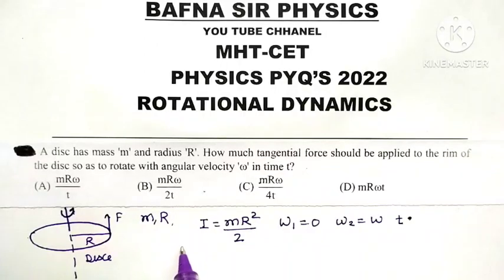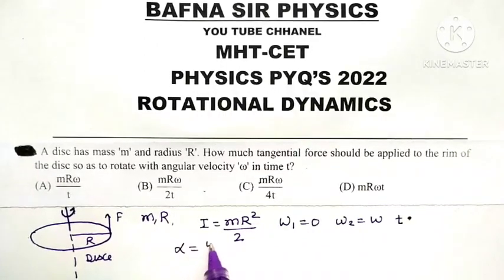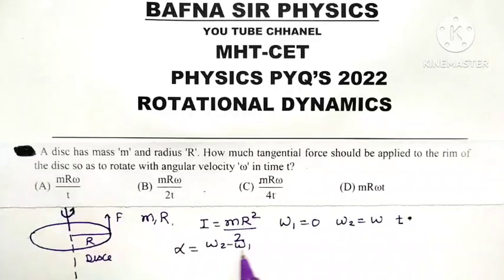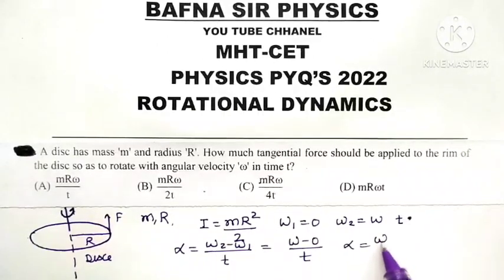So remember, angular acceleration alpha is equal to omega 2 minus omega 1 divided by t, or it is equal to omega minus 0 divided by t, or we can say alpha is equal to omega divided by t.